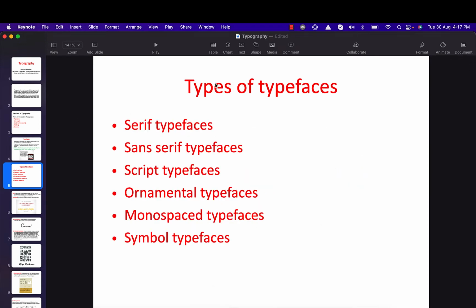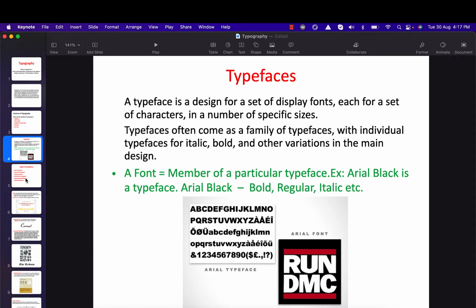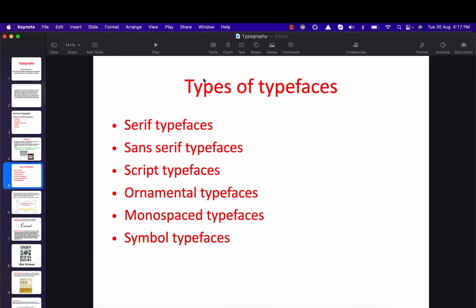So now we have talked about typefaces, and now we are talking about types of typefaces. We have serif, sans serif, scripts, ornamental, monospaced, symbol. Yesterday this is what I was talking about.